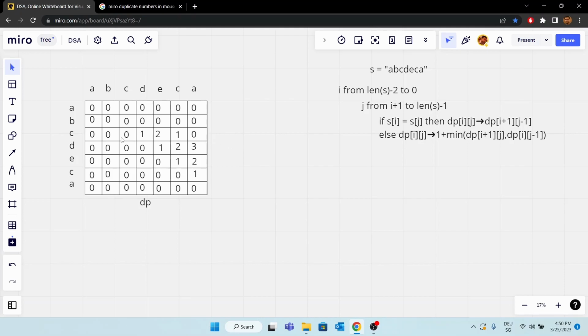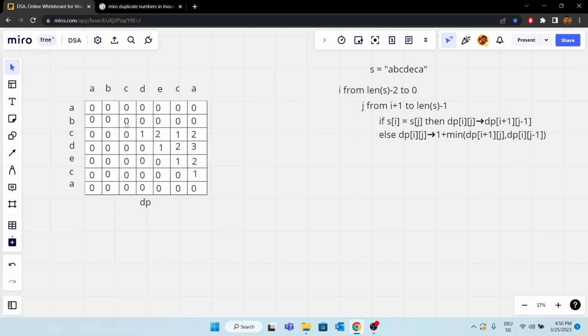Now in the next cell we have C and A, they are not equal, so the minimum between this cell 1 and this cell 3 is 1. We take 1 and add 1 with it. That means it becomes 2. Now the value of I decreases to 1, and the value of J starts from 2 up to 6. So we start from this cell.